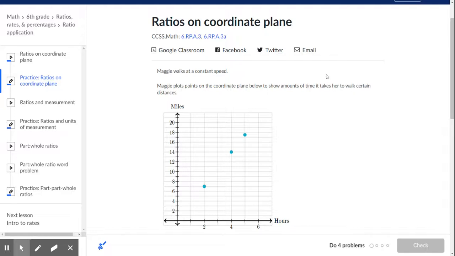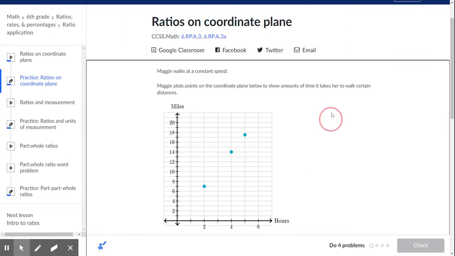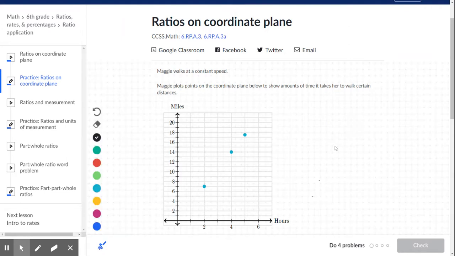Okay, let's do some ratios on the coordinate plane. On this question, it says Maggie walks at a constant speed and she plots points on the coordinate plane below to show the amount of time it takes her to walk certain distances. So I'm going to take this graph that they give us here and plot it in my other little chart to make it easier for me.